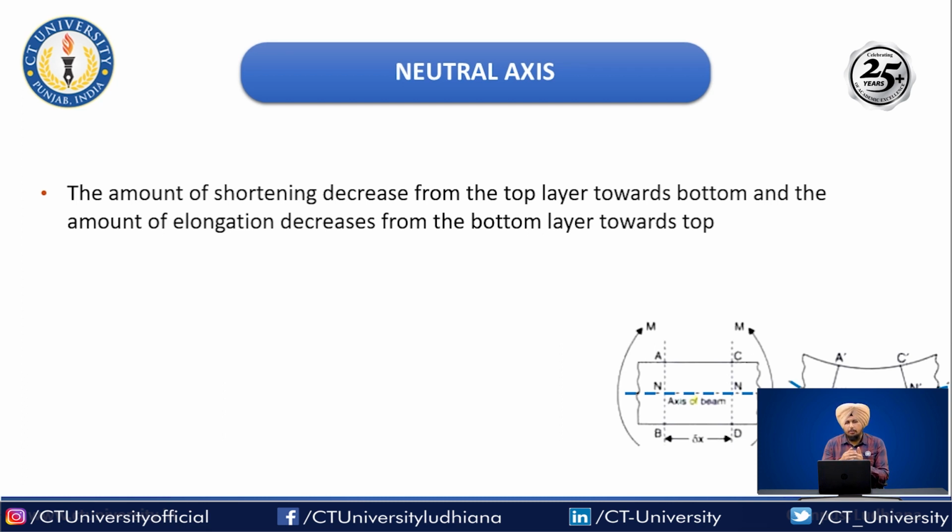So in the beam you have seen that the topmost layer is under compression, and the bottommost layer is under tension. And in between we have a layer that is having no effect. That means there is neither elongation nor reduction in the length. So that axis, that layer, we call the neutral axis. We are going to name this with the help of the symbol N, or NA for the neutral axis, or NN.